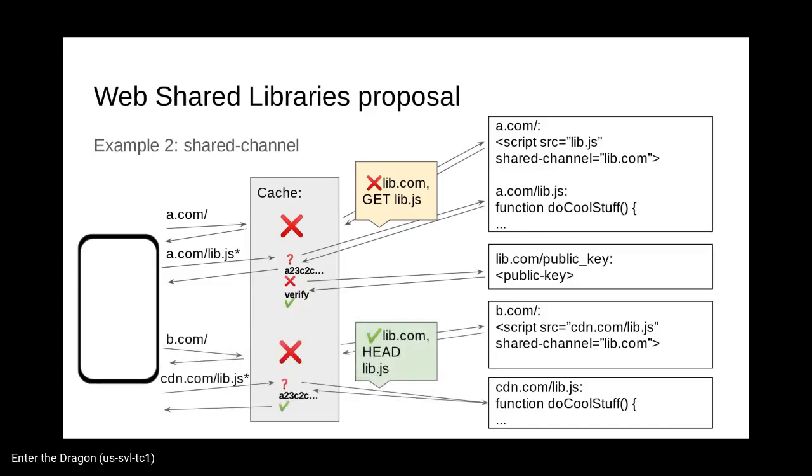So then b.com is specifying the same thing. When it goes to fetch the resource, it also doesn't know what integrity checksum to expect. So it does a head request to the resource on cdn.com to say, hey, what version is being served by cdn.com? When that comes back, we get the checksum match, and we verify it from cache. And we know to do the head request because we know we have a saved resource for lib.com in the cache.